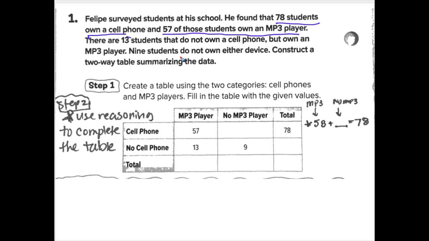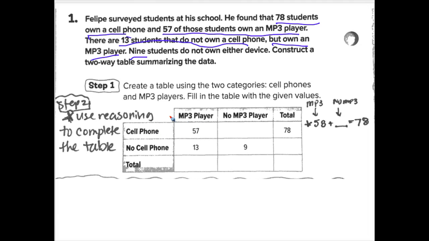There are 13 that do not own a cell phone but own an MP3 player. 9 students don't own either. Construct a two-way table. So let's take a look.